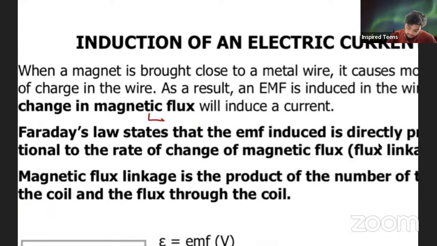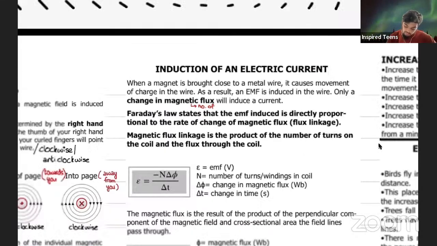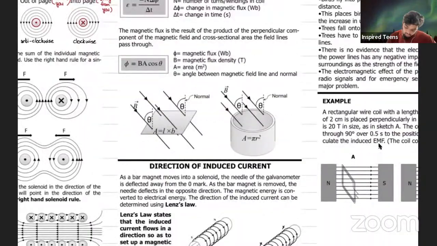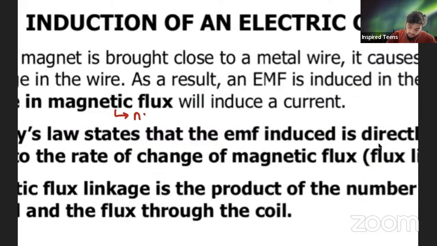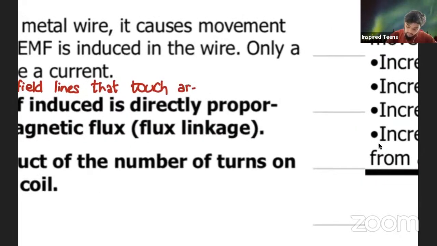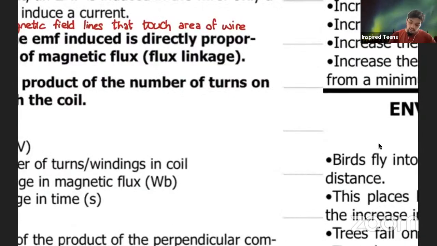Let's define magnetic flux. I'm just going to give a loose definition: the number of magnetic field lines that touch the area of wire, basically.